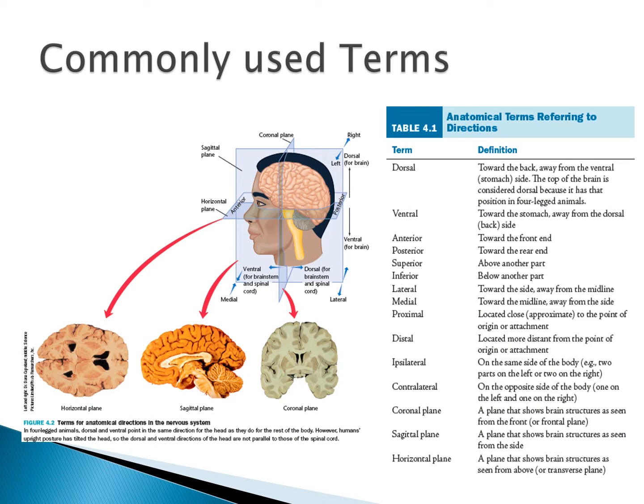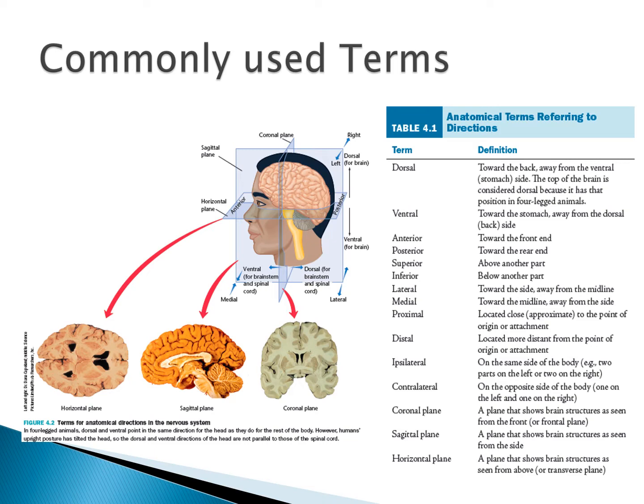Proximal, I put my fists together. Distal, I move my fists apart. So proximal is something that's located close. Distal is something that's located more distantly in the brain or in the body. Ipsilateral, I actually do this going on both sides of my head, going straight on, communicating to the same side of the body. Contralateral, I cross over because we're going to the opposite side of the body.